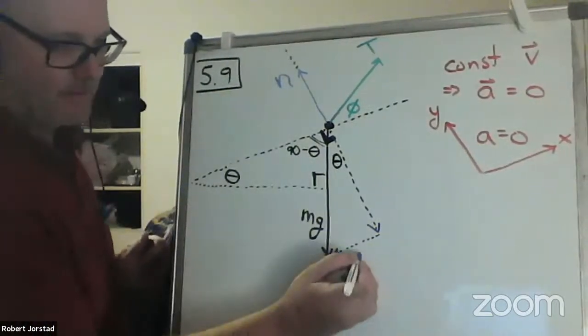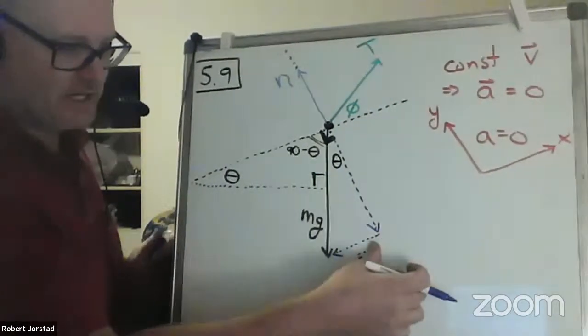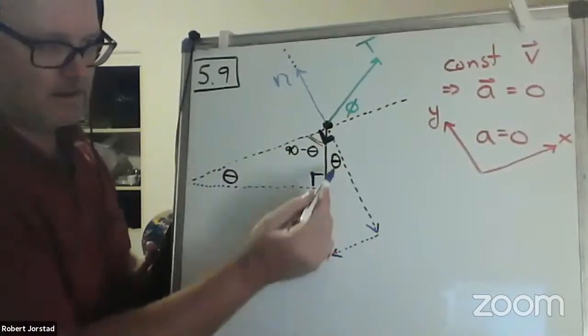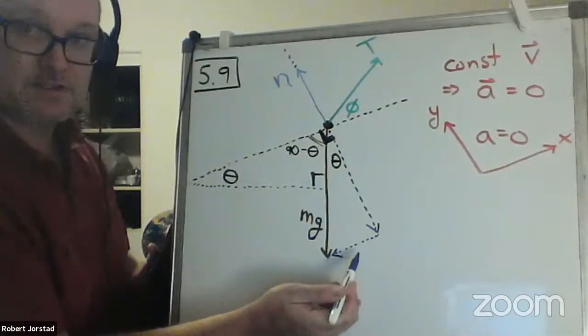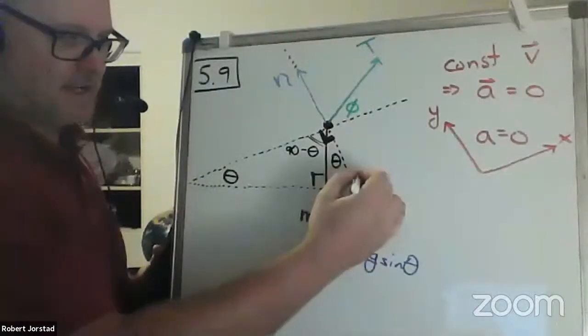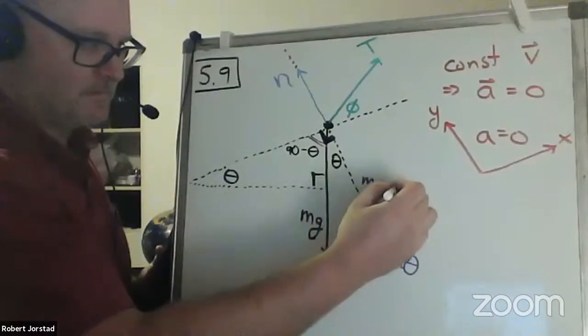What's this side right here? Is it mg sine or is it mg cosine? It's opposite. So Katoa, what is it? Mg sine. Mg sine. This side is adjacent, mg cos.